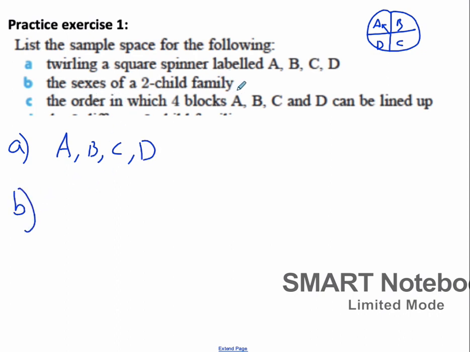And the sexes of a 2-child family. It's 2 children, so you could have boy, boy, or boy, girl, or girl, boy, or girl, girl. These are the 4 different possibilities. There are 4 possibilities in the sample space. The order does matter. These are not the same thing. One is the first child is a boy and the second is a girl, the other is the first is a girl and the second is a boy. So you need both of them listed in the sample space to be able to work out the probabilities.